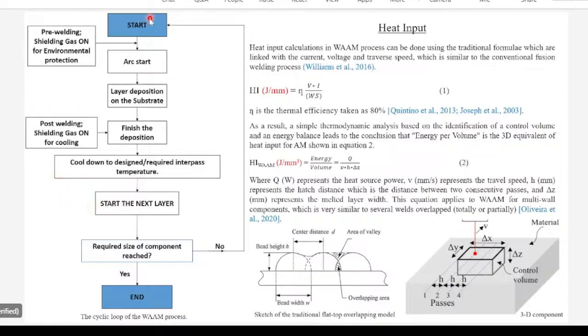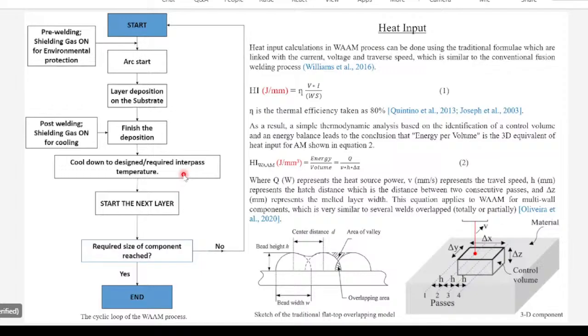We have to start the process, pre-shielding gases we have to switch on, and then the arc we have to start, then the first layer of deposition on the substrate material we have to do, and then final deposition. After final deposition, the post shielding gas should be on for 2-3 seconds so that the component will be cooled down. And then once the component is cooled down, we require the interpass temperature. But this is very important. This interpass temperature concept is very important.